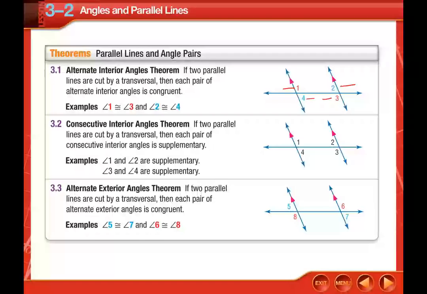Consecutive interior angles theorem. This is theorem 3.2. If two parallel lines are cut by a transversal, then each pair of consecutive interior angles is supplementary. So 1 is supplementary to 4, and also 2 is supplementary to 3. I could actually also state, as you see here, that 1 and 2 are supplementary, and 3 and 4 are supplementary.